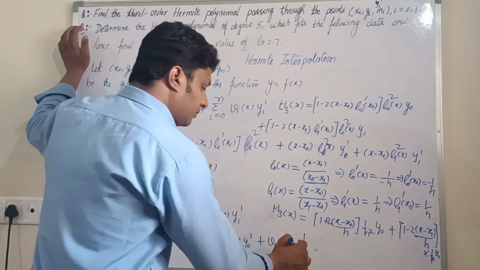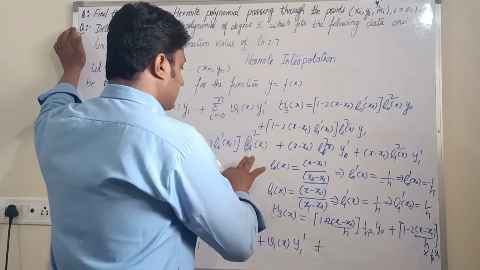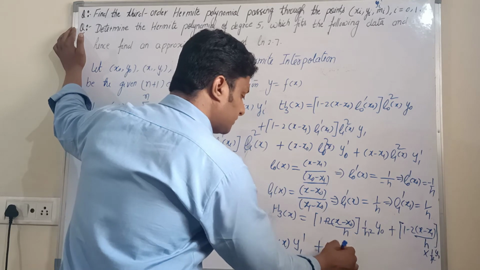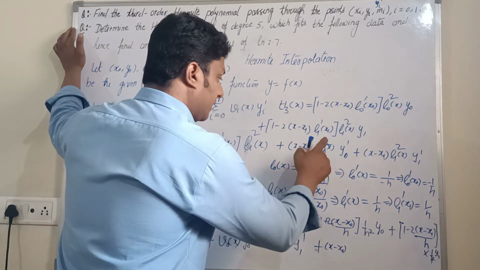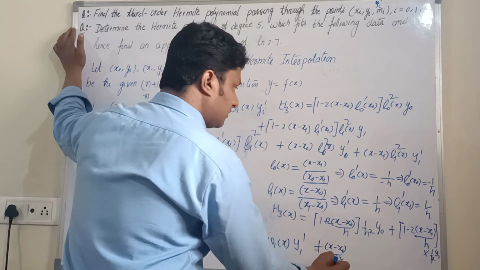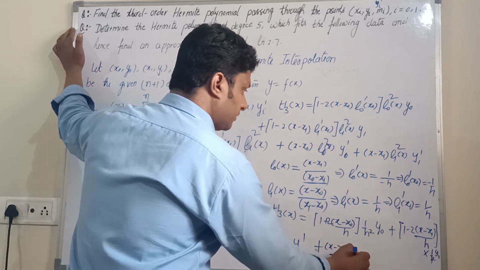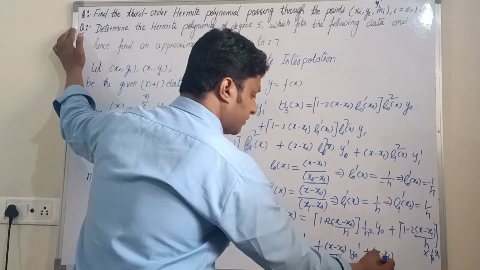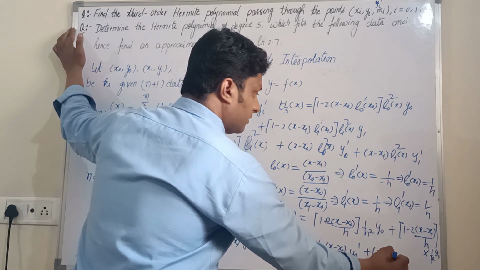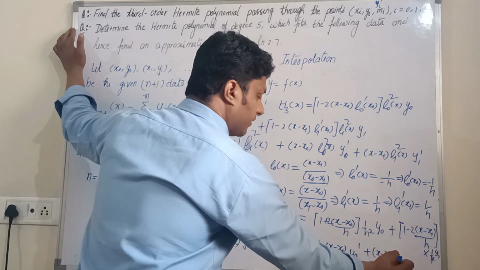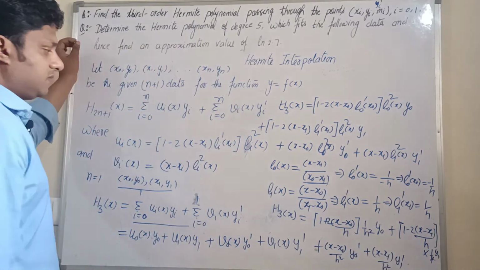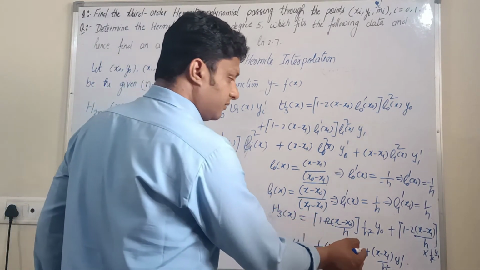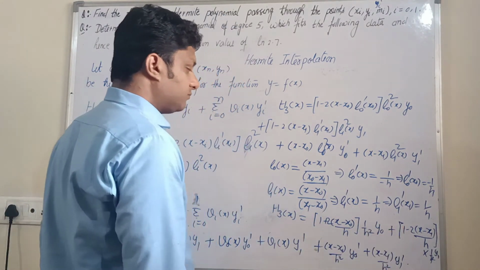Plus, what about the next? (x minus x0) and l0(x) square, that is (x minus x1) square over h square, times y0', plus (x minus x1) over h square y1', which is the required answer, the polynomial of third degree. Okay, which is the required answer.